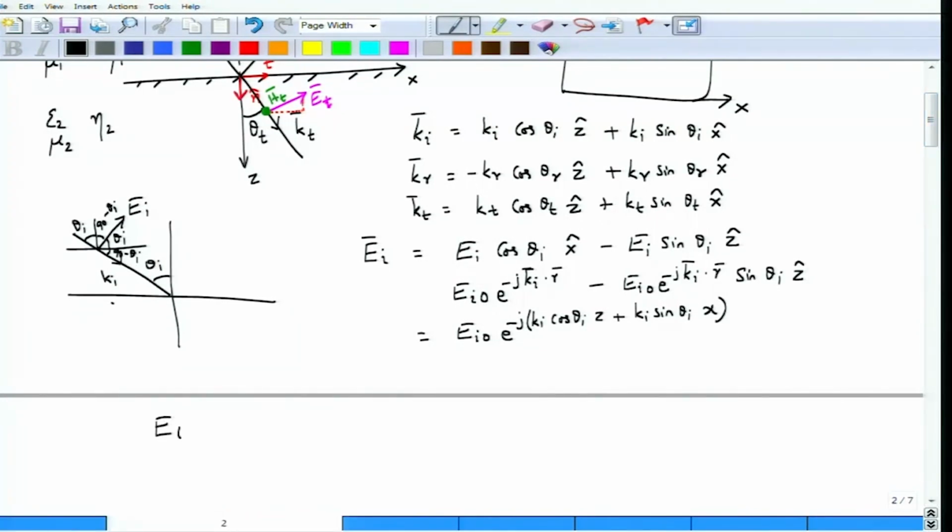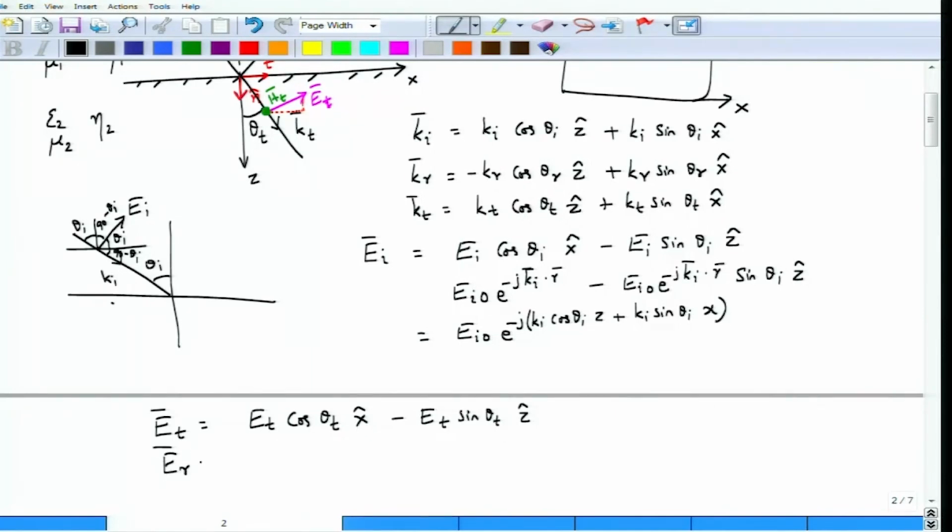Transmitted electric field can be written down quite simply because this is of the same directions. So Et will be equal to Et, the magnitude of this fellow, times cos theta t x hat minus Et sin theta t z hat. Please remember that in this Et you have to replace this ki by kt.